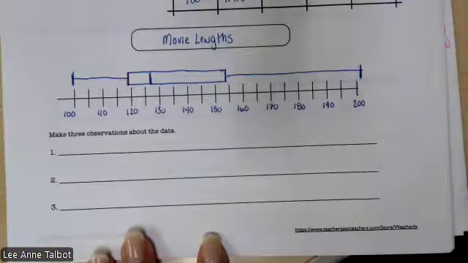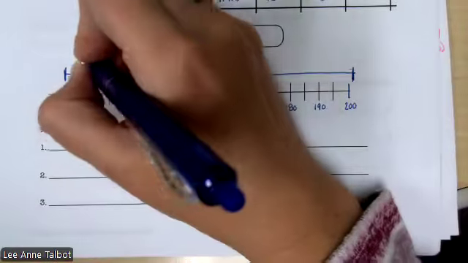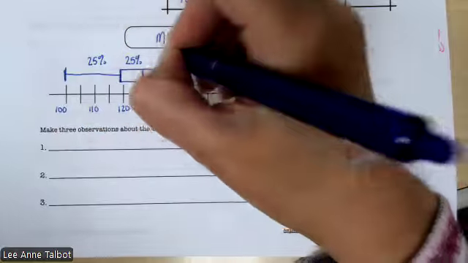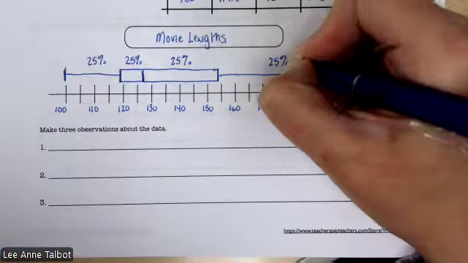Okay, and it says make 3 observations about the data. The most important thing that you guys know about this is that this is 25%, this is 25%, this is 25%, and this is 25%.